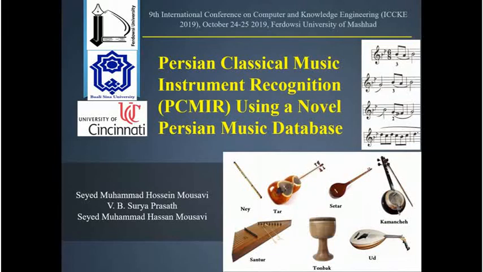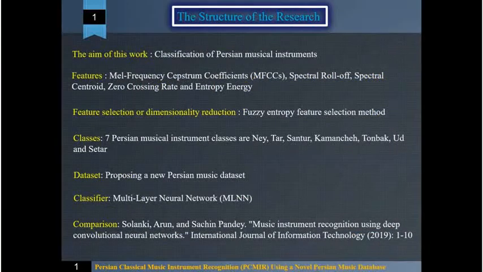This paper presents a Persian classical music instrument recognition system using a novel Persian music database. The aim of the work is classification of Persian musical instruments. Features we use are mean frequency cepstrum coefficients, spectral roll-off, spectral centroid, zero crossing rate, and energy entropy. For feature selection, we use the fuzzy entropy feature selection method.